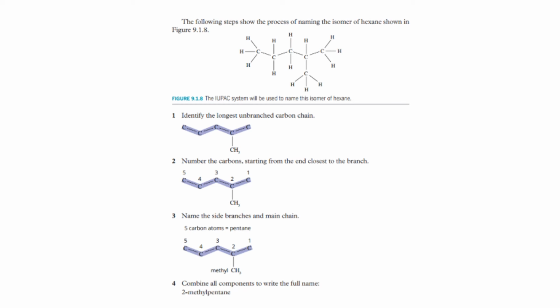So it's asking you to use the IUPAC system. There's a system that we use to name the structural isomers, in this case of hexane. You know that it consists of 6 carbon. Hexane consists of 6 carbon: 1, 2, 3, 4, 5, 6 carbon.